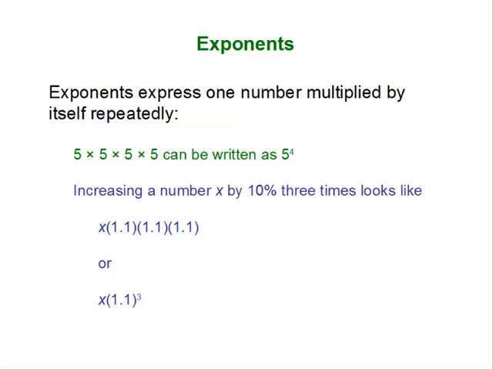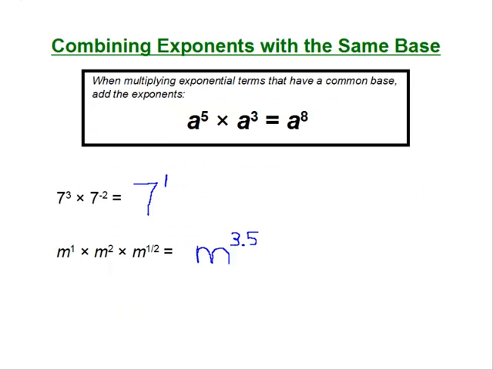So for example, if you talk about some number increasing by 10%, well, that's like multiplying that number by 1.1. And if you do it 3 times, well, that's looking like kind of an exponent type operation. Same thing multiplied multiple times, 3 times in this case, that's your exponent. All right, so a few rules about exponents.